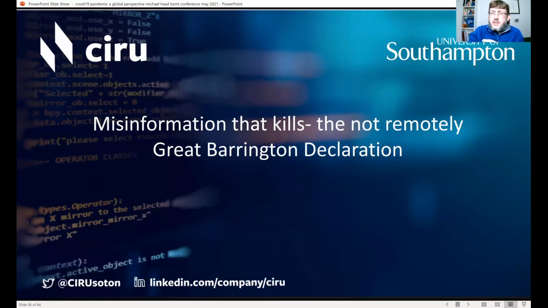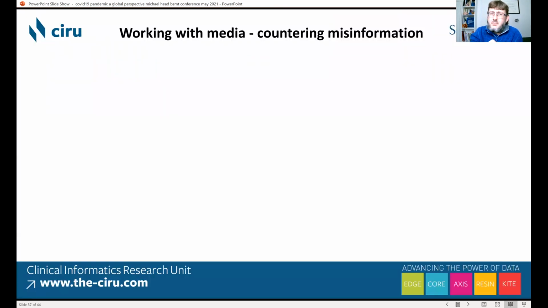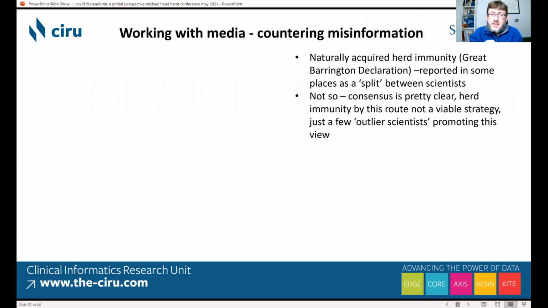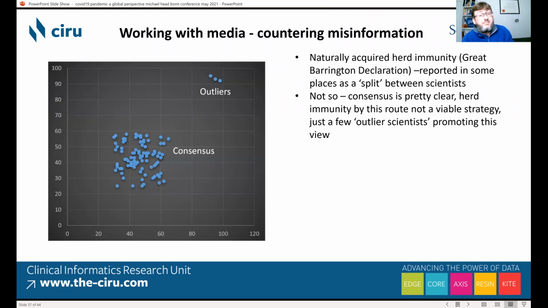But slightly less flippantly, in terms of things that get into the media, there's misinformation out there. I know the media, on the whole, has been good, but there's some really high-profile bad bits. And the Great Barrington Declaration is possibly the leader of all of that. Talking a lot about naturally acquired herd immunity, which initially was reported in some places as a split between scientists. And I disagree with that. I think the consensus was always pretty clear that this was a bad idea. And just a few outlier, alas, high-profile scientists were promoting this view.